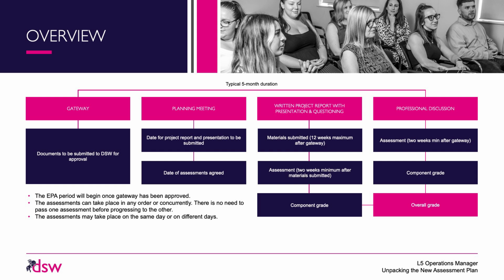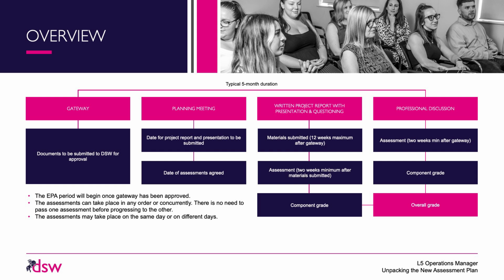One major difference between the current version of operations or departmental manager and this new standard is DSW no longer needs to see sight of the project itself, have any input, or have any confirmation on the scope or the completion of the project prior to EPA. The only time DSW and our assessors have any sight of the project is once the apprentice is in the EPA period and has submitted their assessment materials.